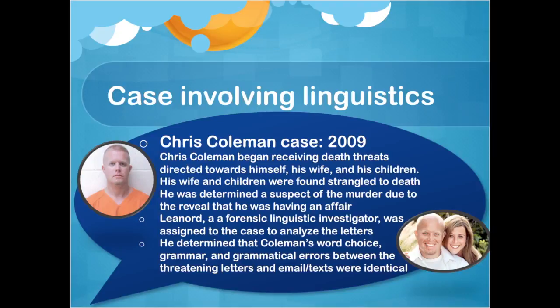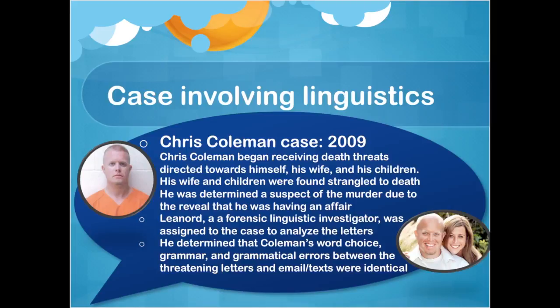And then while he was at the gym, a few weeks later, his wife and children were found strangled to death in their two-bedroom home. And then he was determined a suspect of the murder due to the reveal that he was having an affair with a waitress. So this sort of put him on the list for somebody who could have been involved in this crime in some way, knowing he had this motive.